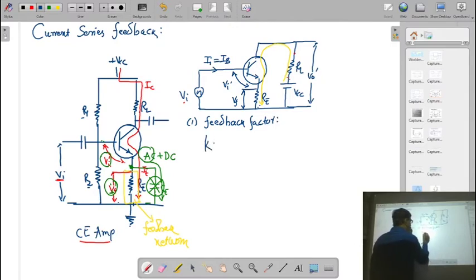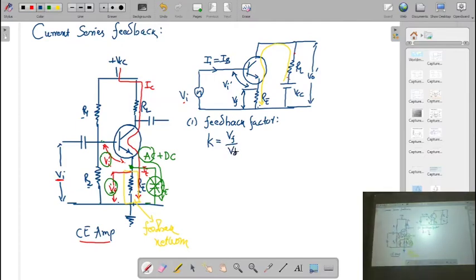And already you know, we have defined this feedback factor K. That is the ratio of the feedback voltage to the output voltage of the amplifier. And what is my feedback voltage? Here you can see that the feedback voltage means this current is passing through the resistance RE, and that current is my emitter current IE.